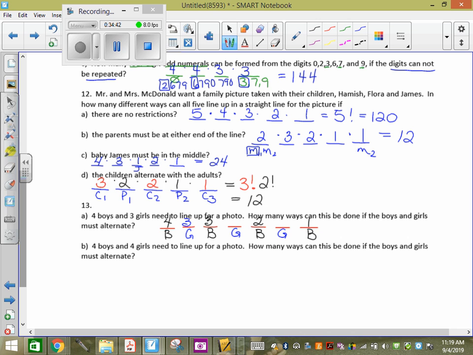I have 3. Then 2. Then 1. So I could just go 4 times 3 times 3 times 2 times 2 times 1 times 1. Or the blue, 3, 2, 1 is 3 factorial. And the black represents 4, 3, 2, 1, which is 4 factorial. What's the answer to that one? You just times them all out.